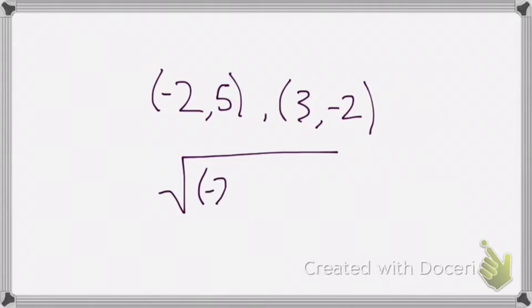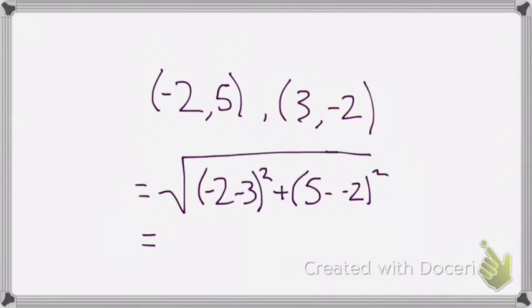So we'll say -2 minus 3 and square them. Plus, then you subtract the y's. So in this case it's going to be 5 minus -2 squared. So subtract the x's, subtract the y's, add them together. Take the square root. You should have seen this in a video from before.